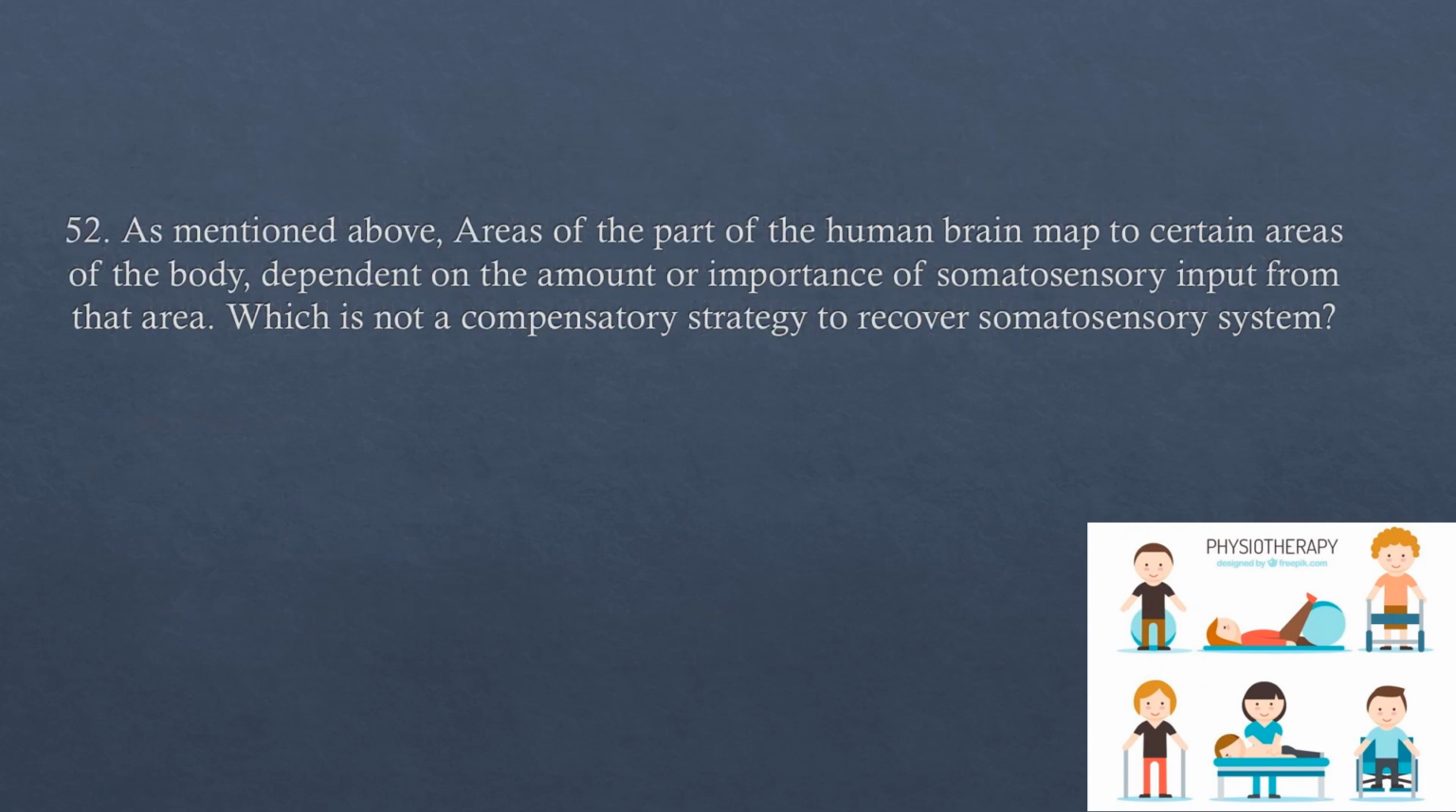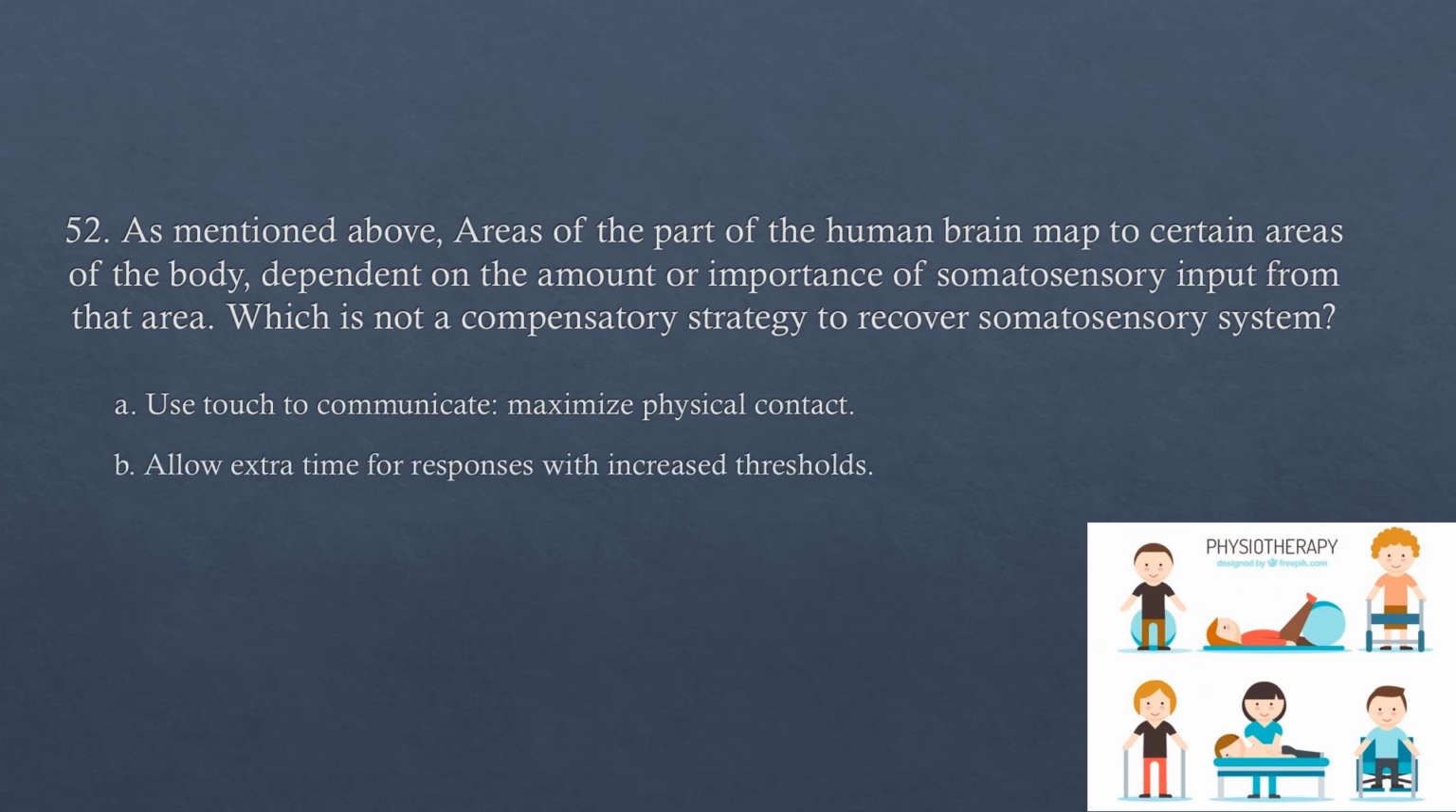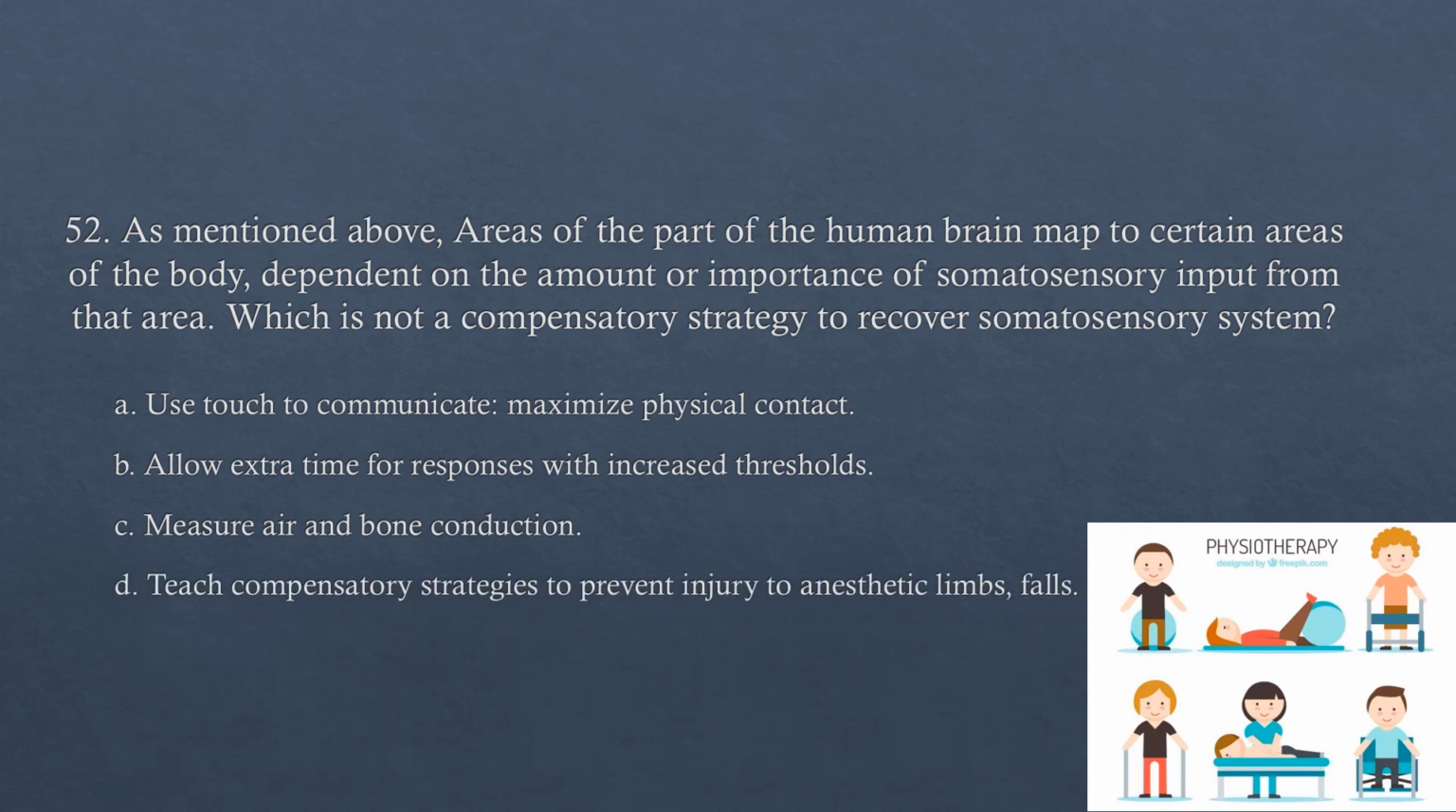Question number 52. As mentioned above, areas of the part of the human brain map to certain areas of the body dependent on the amount or importance of somatosensory input from that area, which is not a compensatory strategy to recover somatosensory system. A. Use touch to communicate, maximize physical contact. B. Allow extra time for responses with increased thresholds. C. Maximize air and bone conduction. Or D. Teach compensatory strategies to prevent injury to anesthetic limbs.